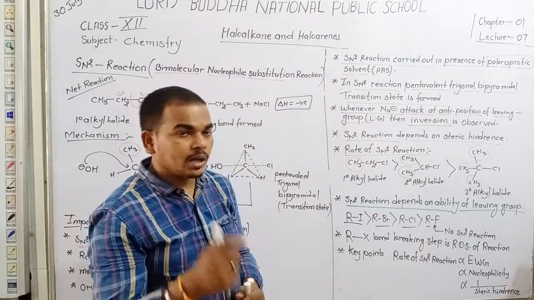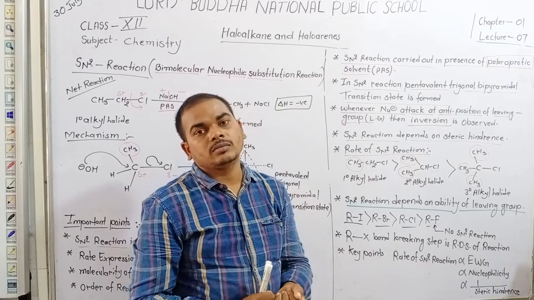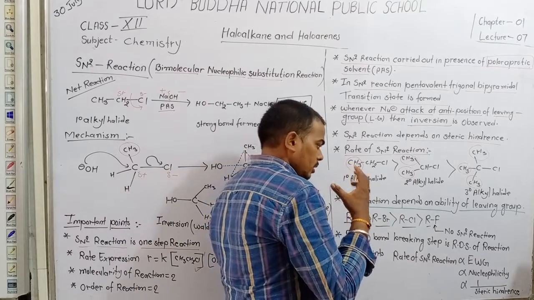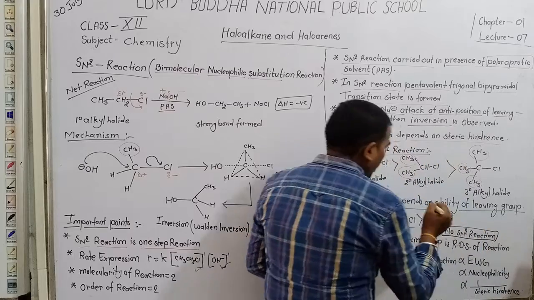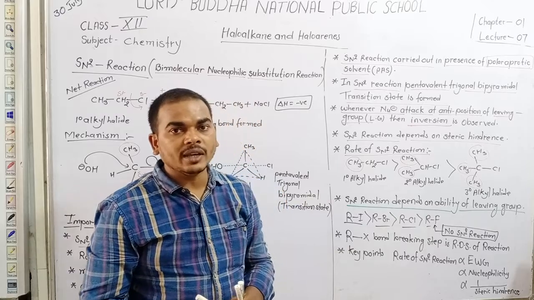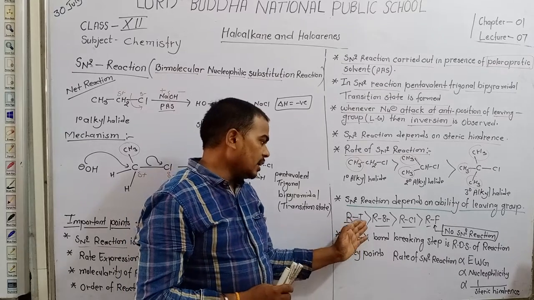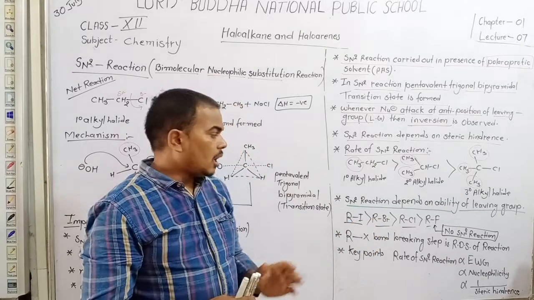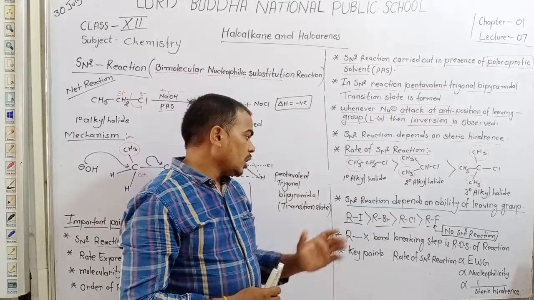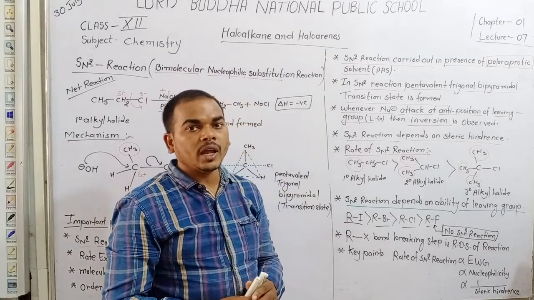Dear student, always remember the leaving ability of fluoride is very low. So finally keep in your mind that RF, alkyl fluoride, does not give the SN2 reaction. The SN2 reaction is given by only RI, RBr and RCl, and RI gives the very fast SN2 reaction because of the leaving group ability of iodine.